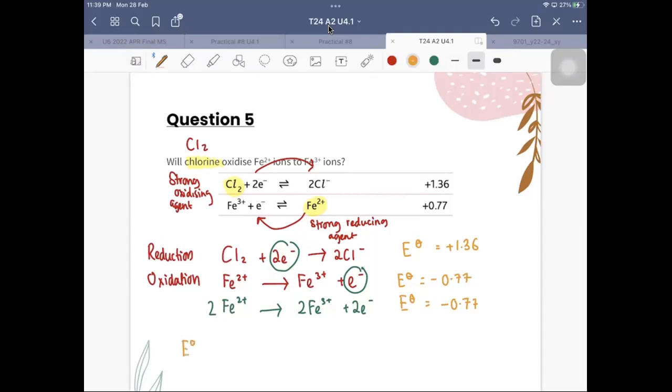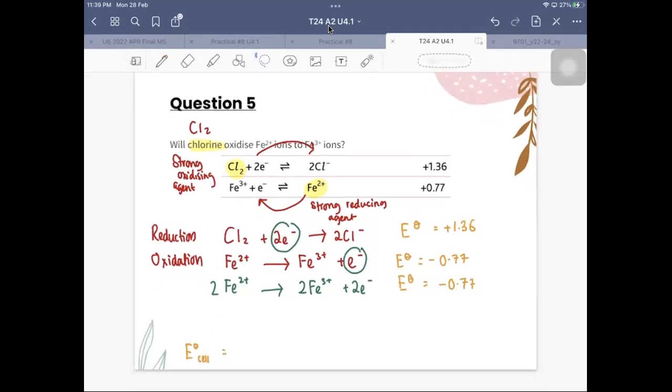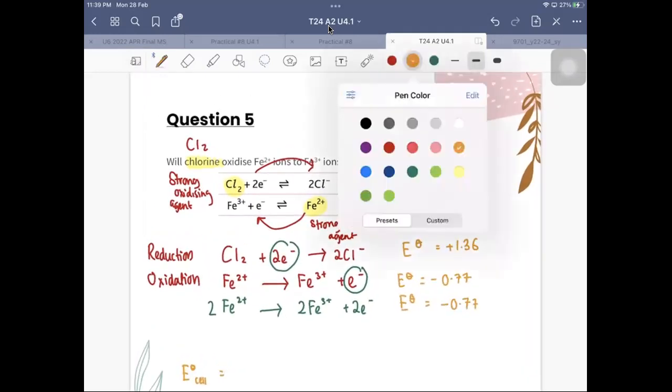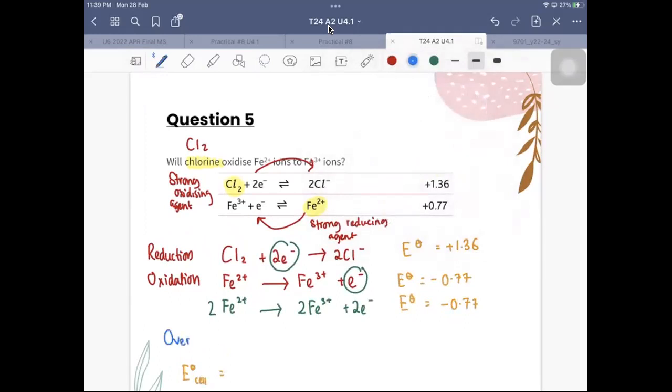So to prove numerically that this reaction can happen, oh, sorry, I need to do one more step, which is the overall equation. Even though the question is not asking for that, I thought that I will just teach you how to write down the overall equation. Basically, you just add your reduction and your oxidation. Cl2 plus 2 electrons, this is from reduction, plus 2Fe2+, which is from oxidation, to form 2Cl-, which is from reduction, plus 2Fe3+ plus 2 electrons.